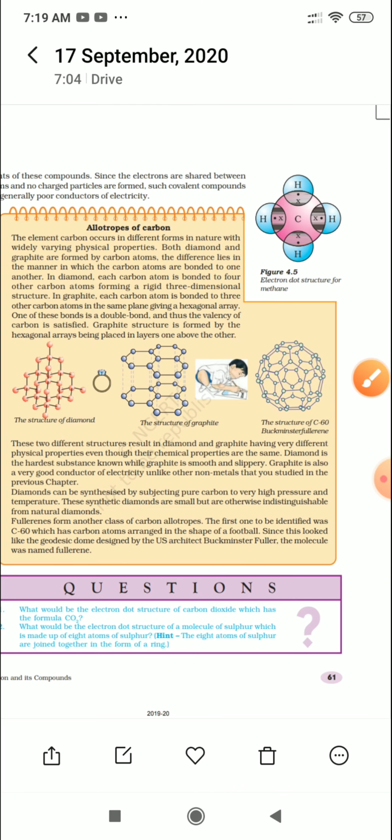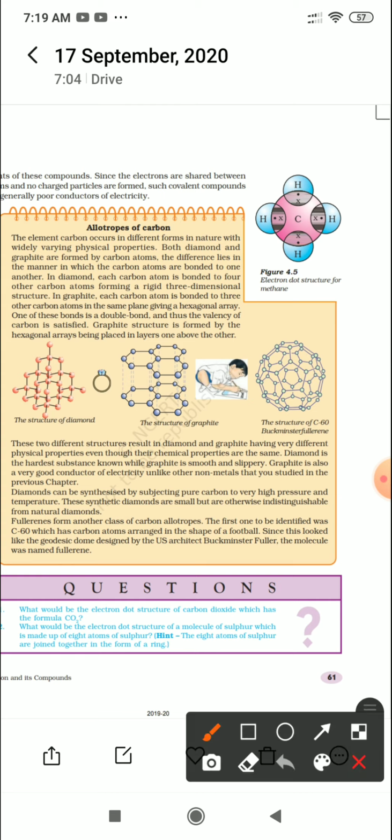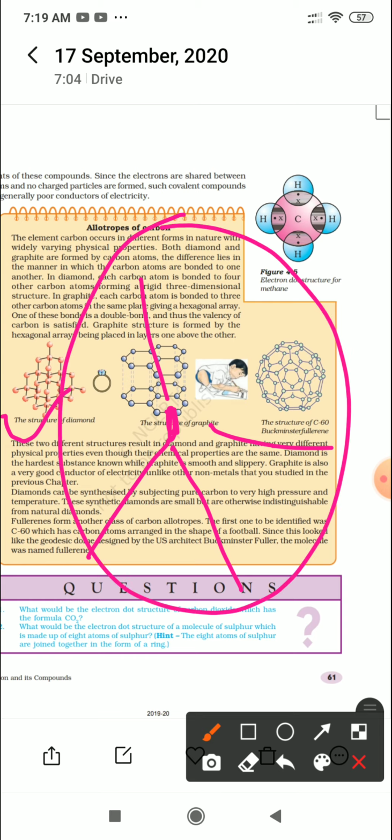Okay, so when we are talking about diamond, we saw that diamond has a three-dimensional structure. Each and every carbon atom of the diamond is attached to the nearest four carbon atoms. That's why diamond forms a three-dimensional structure, and because each carbon atom is attached to four carbon atoms, there is no free electron in the case of diamond.